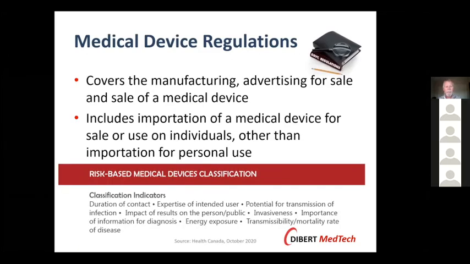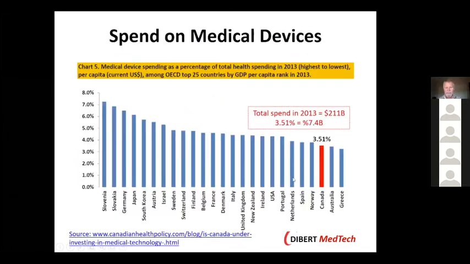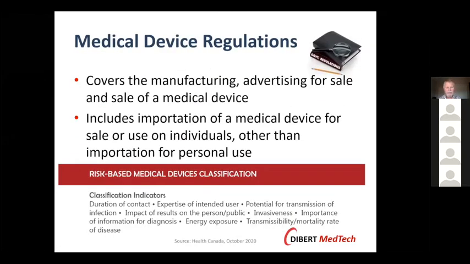So when you talk about the regulations, it covers the manufacturing, the advertising for sale, and the sale of a medical device. It includes the importation of a medical device for sale or use on individuals, other than importation for personal use. So Canada operates under a risk-based classification system, or progressive system. And the indicators that are used to determine the risk are listed at the bottom of the slide. The next slide will give some examples.